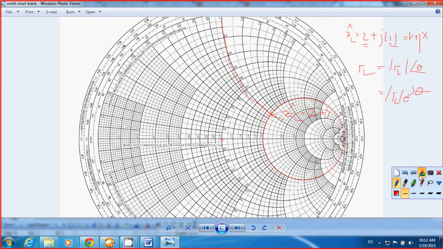Let's do it again. Well, let's just talk about it. So your theta actually is this angle. Okay, you start from the horizontal line here and you go in the counterclockwise direction. This gives you theta.